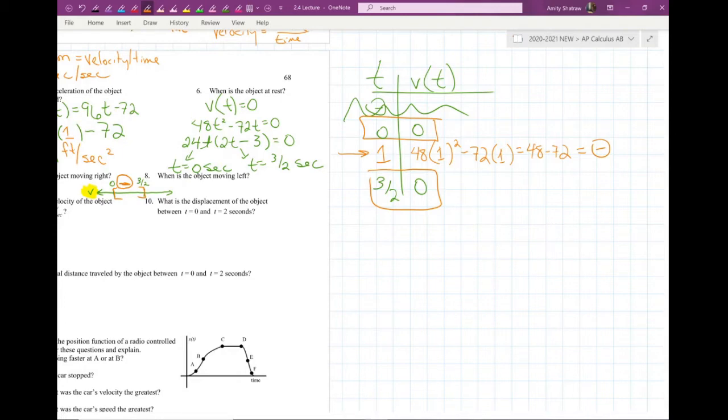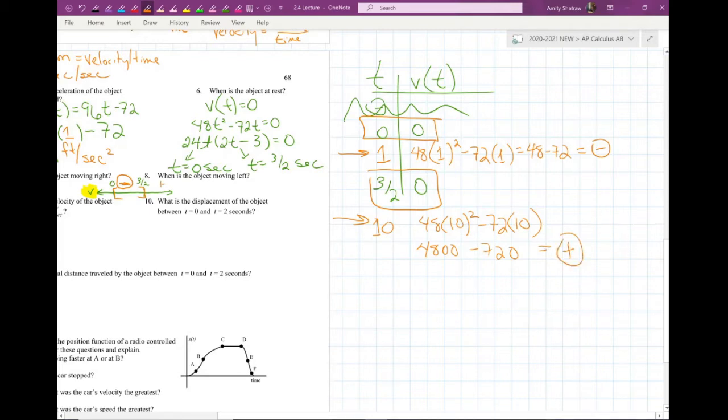But is there a time when I am moving right? Well, sure, I could check at a time that's greater than 1.5 seconds, right? 3/2 is 1.5 seconds. And so what number would you like to check at? I like 10 because 10 is a nice round number and I know how to square that. So I'm going to say 48 times 10 squared minus 72 times 10. Look, 10 squared is 100 and 48 times 100 is 4,800 minus 720. Again, I don't even care what the answer to that is. I guarantee you that number is positive because 4,800 is bigger than 720.